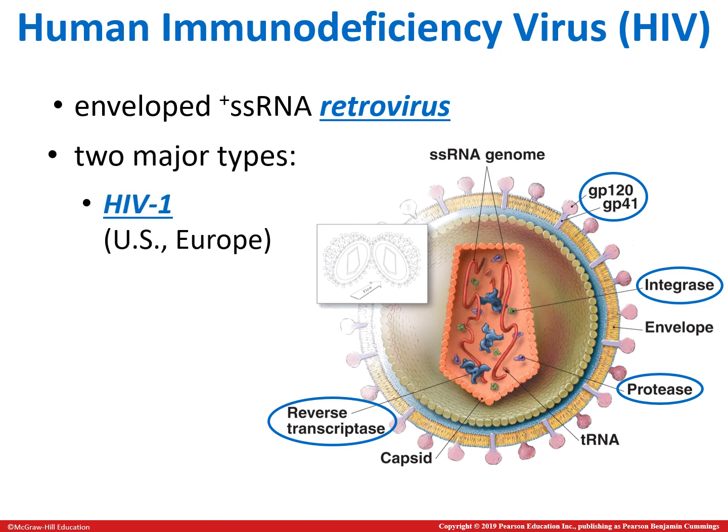So the two major strains, HIV-1, which is the one that was discovered in the US and Europe, and then what we call HIV-2, which is the strain that's predominant in West Africa. It turns out the West African strain is actually the older of the two strains, but it was described second.